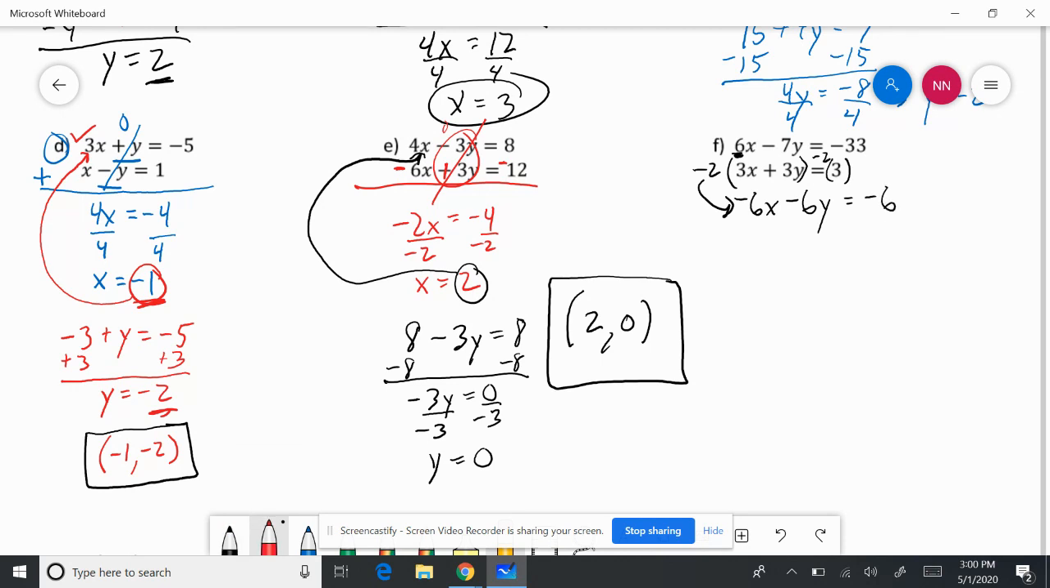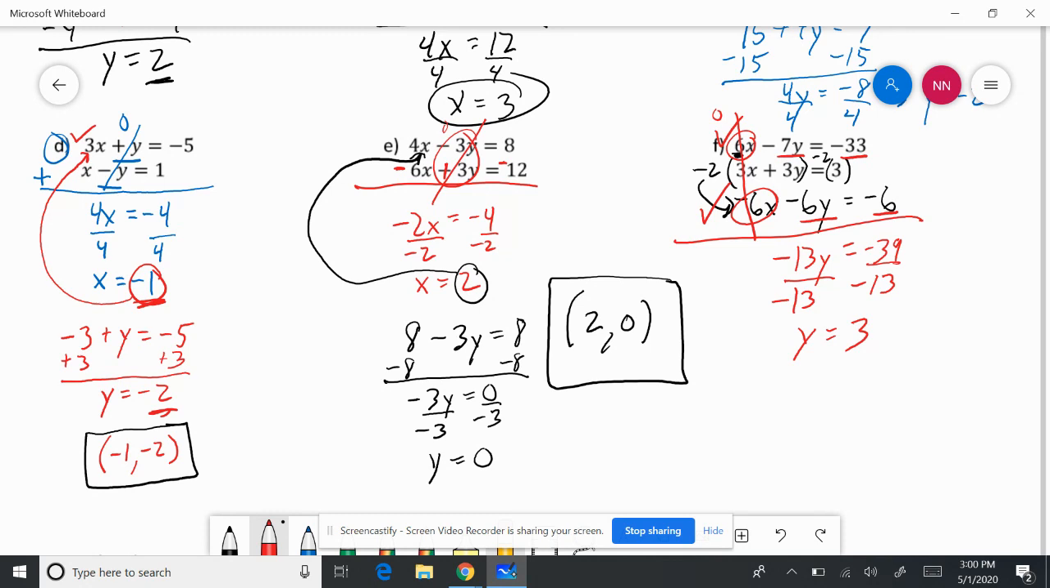Now remember, the equations that we're looking at are the top equation and now this bottom equation. Notice a 6 and a negative 6. Whenever we add opposites, it always adds up to 0, so they cancel. Negative 7y, negative 6y is negative 13y. Negative 33, negative 6 gives us negative 39. I'm going to divide it by negative 13. When I divide it by negative 13, I get y is equal to 3.